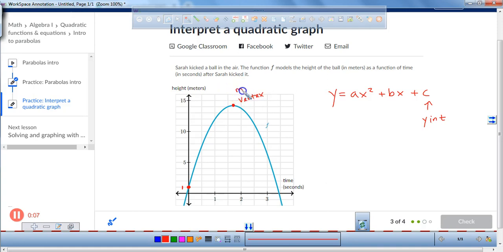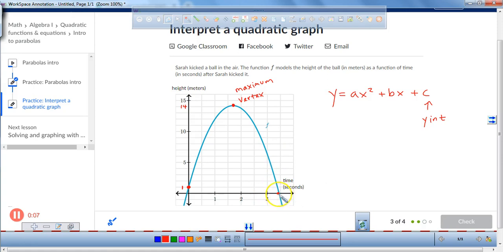Okay. Now this vertex is also known as a maximum in the graph. That's a maximum. It looks like Sarah kicked the ball in the air. So it looks like she kicked it around 1 meter high, and then it went all the way up to just over, I'd say, 14 meters, and then the ball went back down and hit the ground right here, close to 3.5 seconds or so.